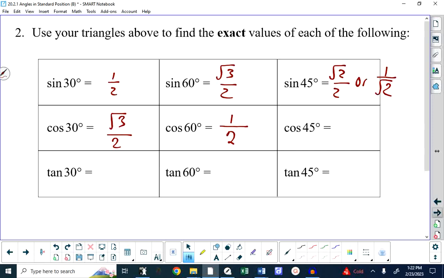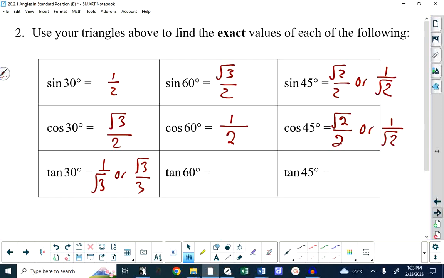Cosine of 45, when you look at the 45-degree triangle, adjacent is √2, hypotenuse is 2. So you could put √2/2 or 1/√2. Tangent of 30, so you're going to look at the 30-degree triangle. Tangent is opposite over adjacent. Opposite 30 is 1, correct? Adjacent is √3, correct? 1/√3. Or √3/3. What about tangent of 60?